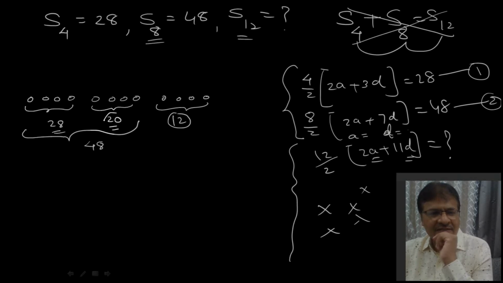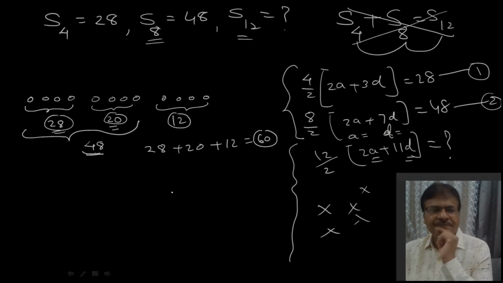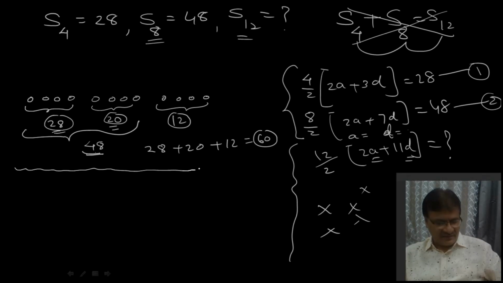Is that clear? So the sum of all these 12 terms I can determine this way: 28 plus 20 plus 12. Or directly you can write 48 plus 12, because the sum of these two is already written here. My answer is 60. Is that clear? So directly you can find the answer this way.